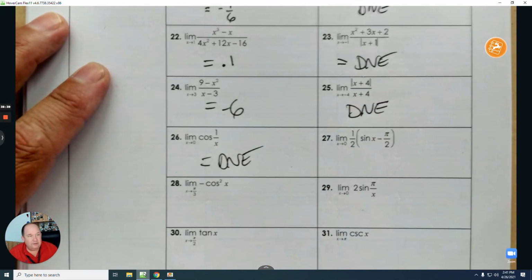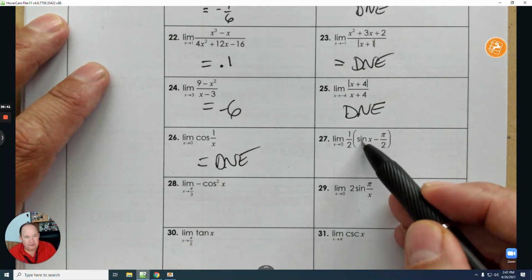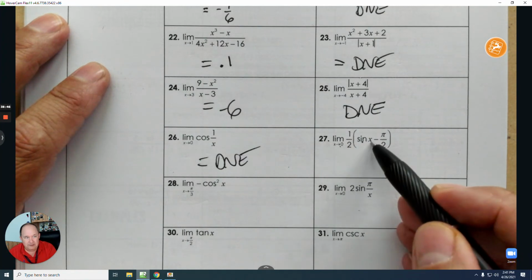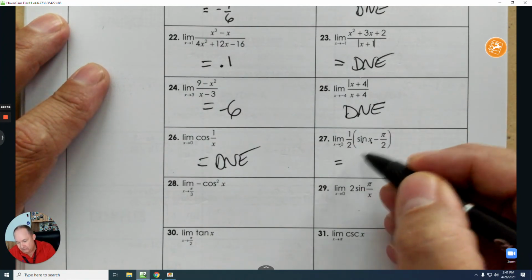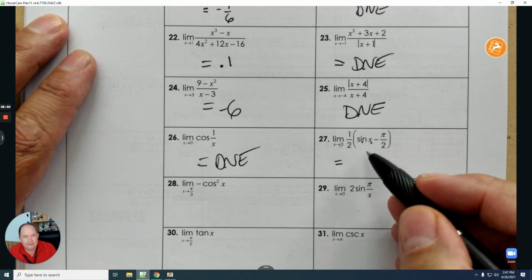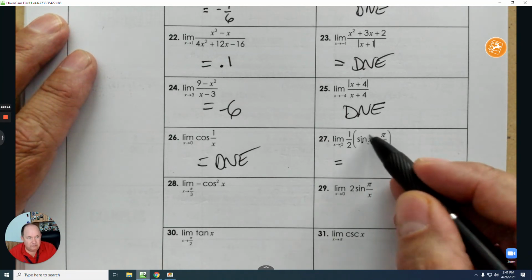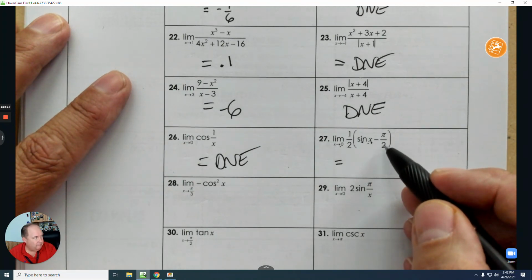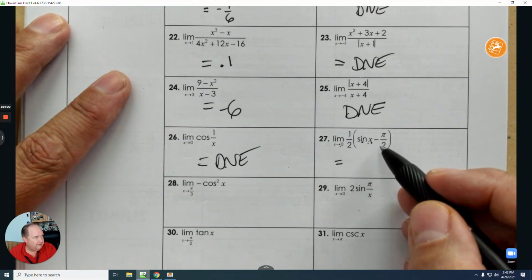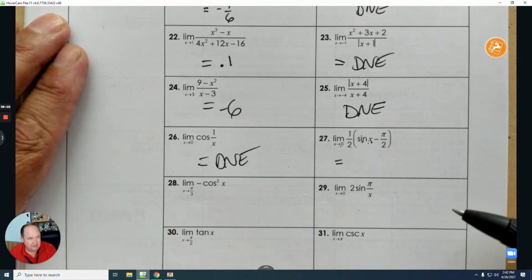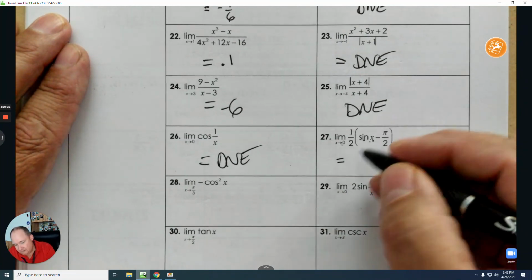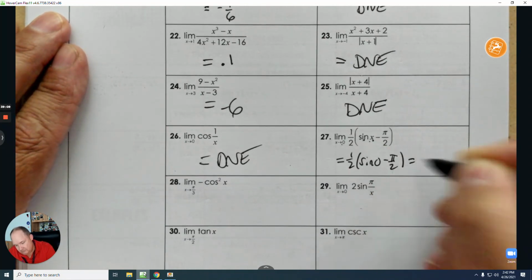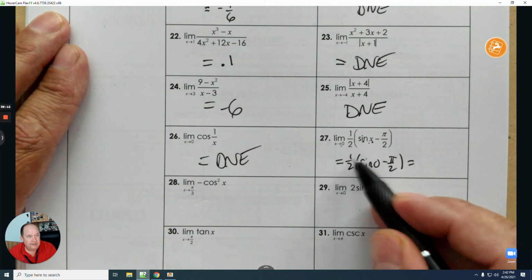For number 27, sine is a continuous function. So you plug in 0 for sine and use your calculator, or remember your unit circle. The value of sine at 0 is 0. So it's really just 1/2 times -pi/2. So for 27, this is 0, so this is really -pi/4.